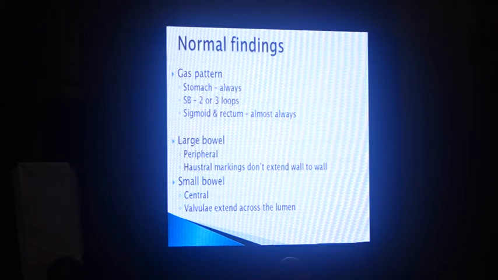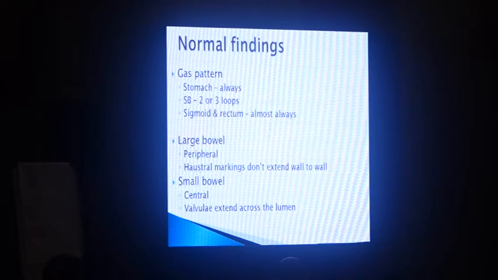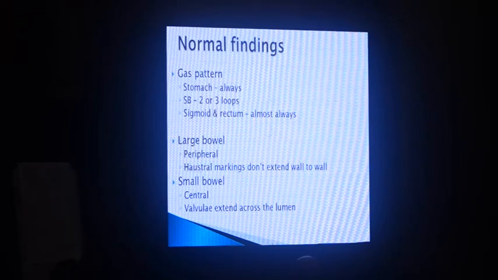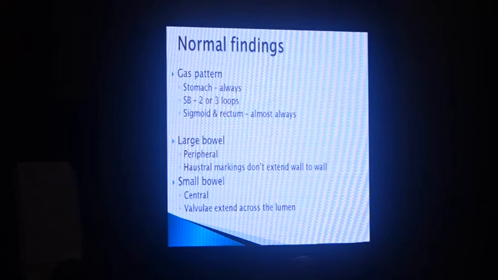Then regarding the small bowel and large bowel, small bowels are centrally placed and mucosal folds are present. These mucosal folds are called valvulae conniventes, which are present from one side of the bowel wall to the other side. Basically, these are continuous mucosal folds. While in the colon, these mucosal folds are called haustra, and they don't extend from wall to wall. And these large bowels are present peripherally.